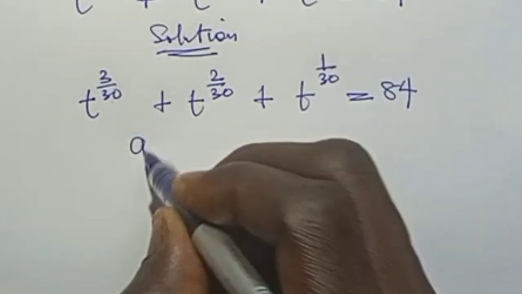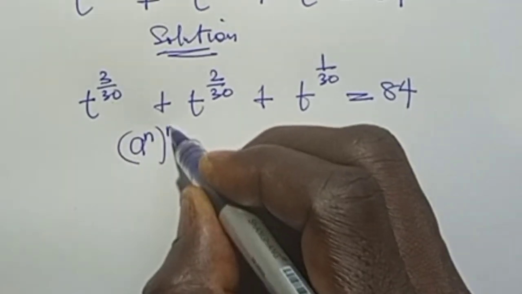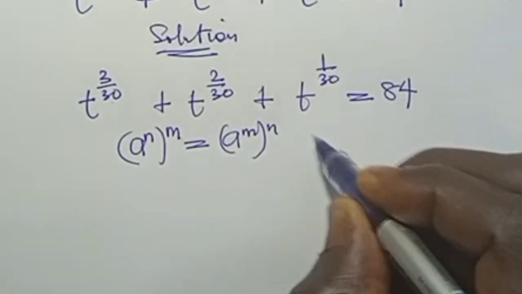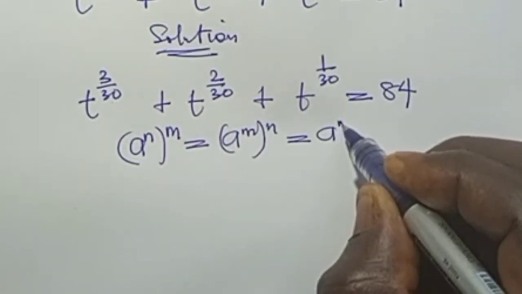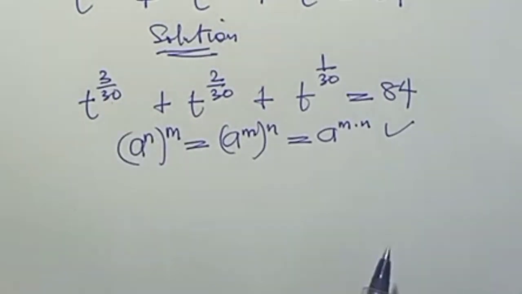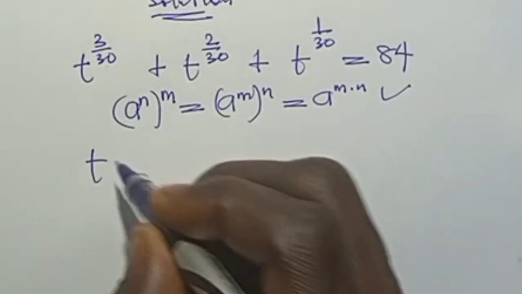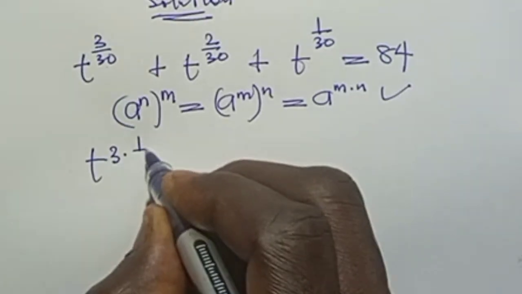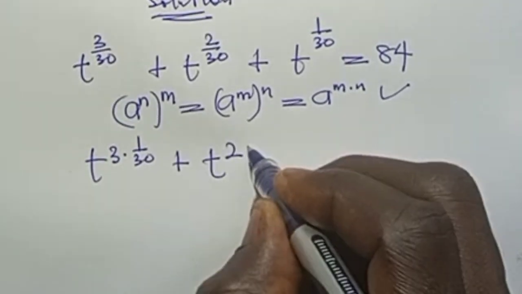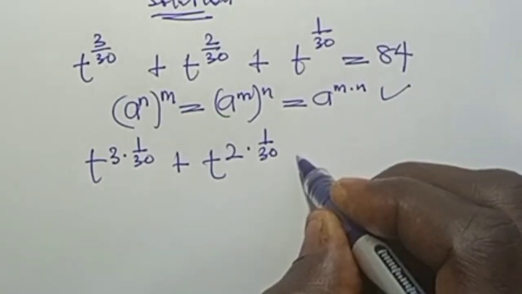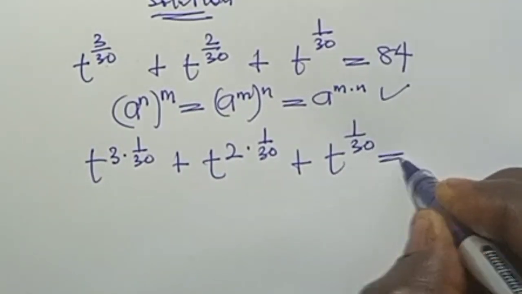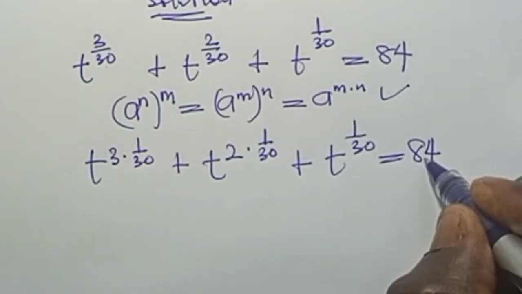If you recall that a to the power of m to the power of n is the same as a to the power of m times n. Here, if we keep this in mind, we're going to rewrite our equation as t to the power of 3 times 1 over 30 plus t to the power of 2 times 1 over 30 plus t to the power of 1 over 30 all equal to 84.